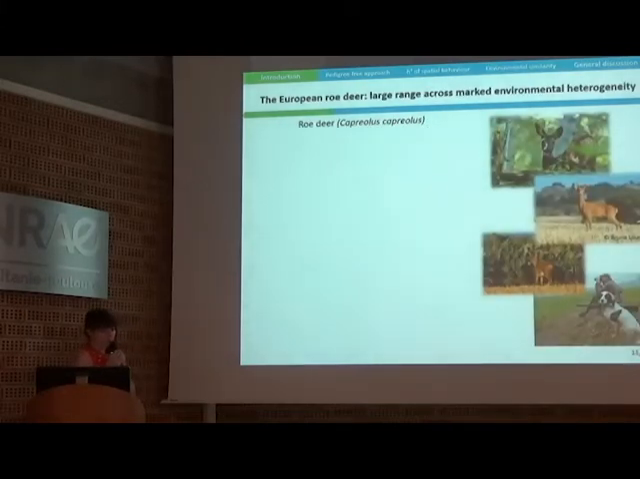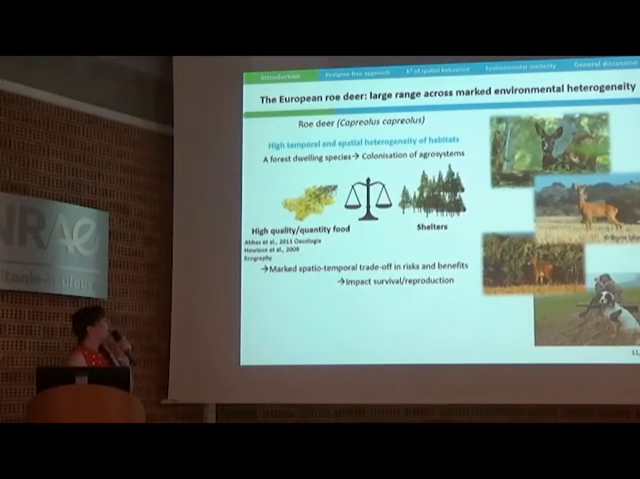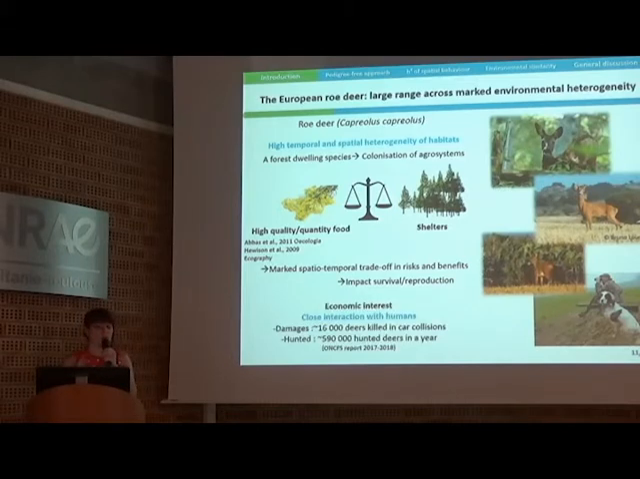To respond to this question, we focus on the European roe deer, which is an ungulate found in very contrasting environments, with high temporal and spatial heterogeneity. It was first a forest-dwelling species, but it has also colonized the agro-system, and we can find it everywhere. The agro-system provides them a high quality and quantity of food, yet it is often at the expense of shelter. So individuals face a spatial and temporal trade-off in risk and benefit, and this might impact survival and reproduction, all the more due to their close interaction with humans, which might cause, for example, car collisions or hunting.